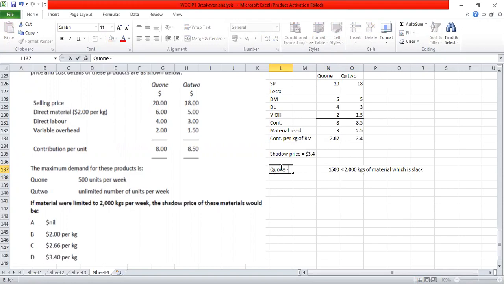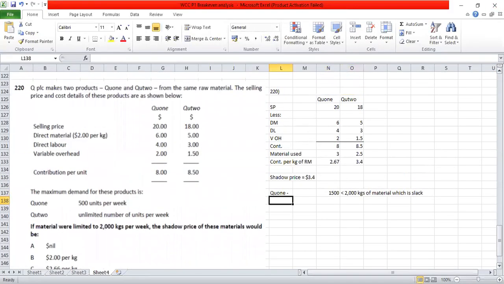I hope I'm clear. Is it clear? Yes, ma'am. Then what about surplus, ma'am? That is underutilized. Nothing will be done. The issue is it is not about a product mix. The question is not addressing what combination of products Q1 and Q2 have to be produced and sold.